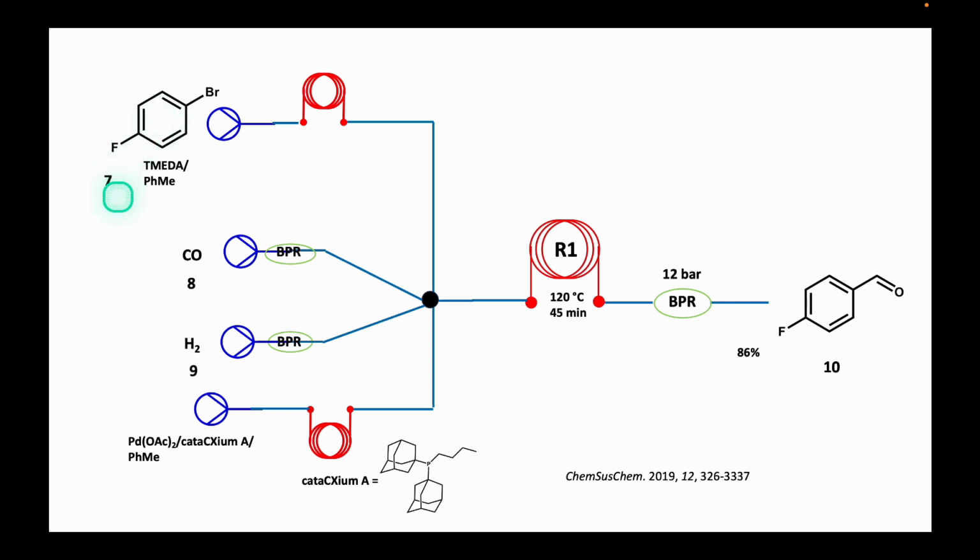synthesis gas formed by carbon monoxide and hydrogen, palladium acetate as catalyst, and the phosphine ligand, shown here, to obtain para-fluorobenzaldehyde 10. It is worth noting that the application of flow chemistry in this case is ingenious and adequate for handling pressurized gases and reactions in a gas-liquid medium.